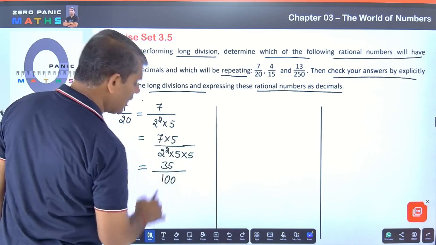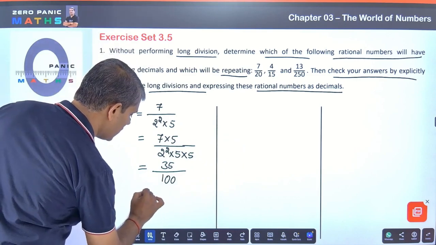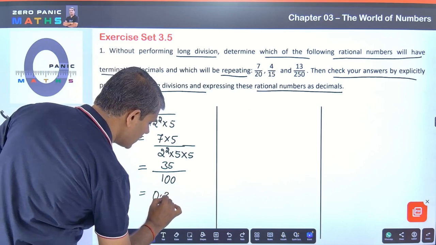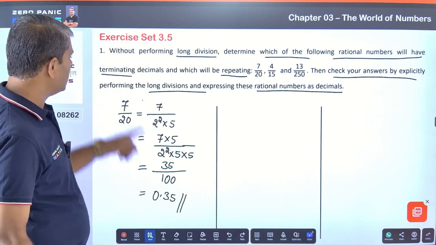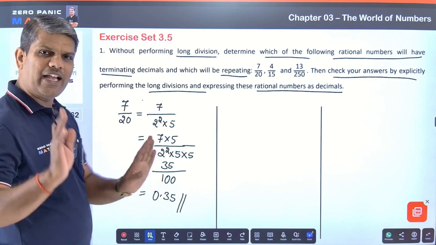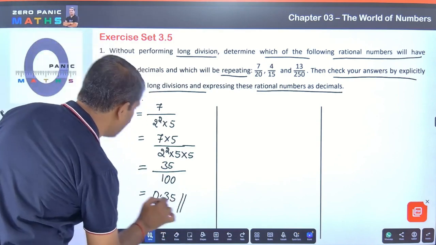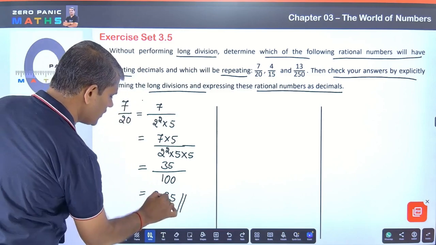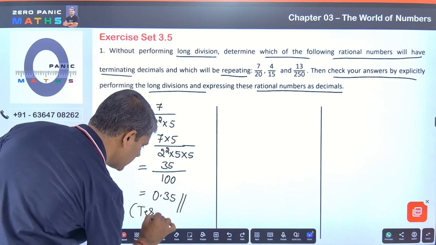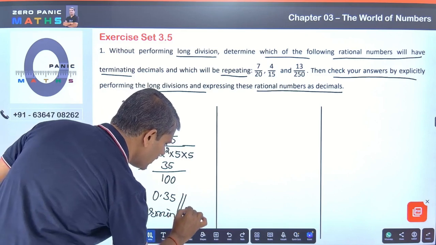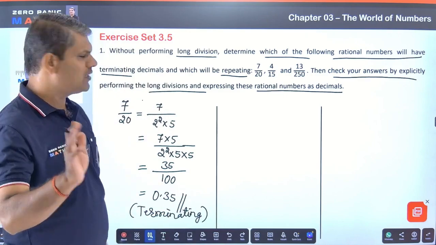Since it is 100 in the denominator, 2 digits of 35 will go after the decimal and this will become 0.35, and this is terminating. So what kind of a decimal is it? It is a terminating decimal because we have exactly 2 digits after the decimal. So you can write 7 by 20 is equal to 0.35, and also that it is terminating. This is a rational decimal with the terminating property. Hope you understood this. This is a very simple problem.